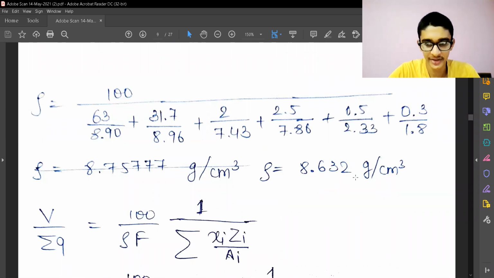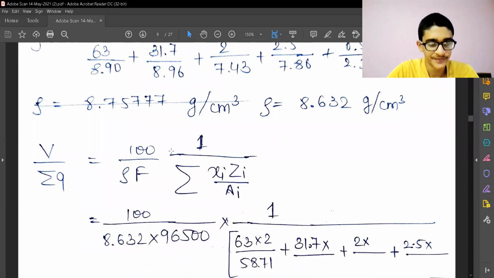The density is 8.632 gram per centimeter cube. It is very close to the density of the two highest elements. All the others have a very low percentage in the alloy. The composition is very low.